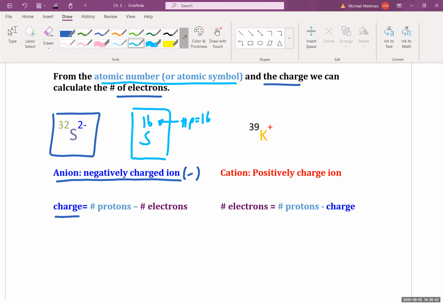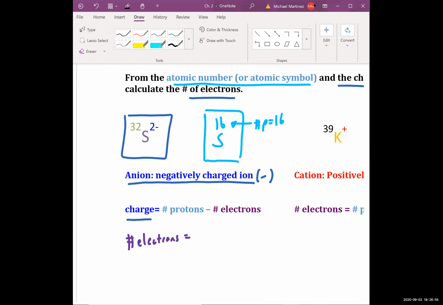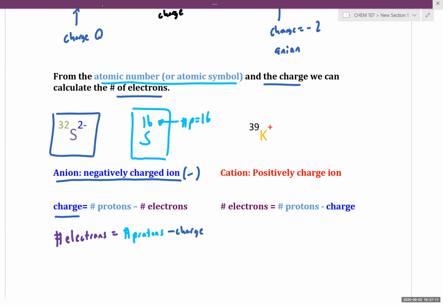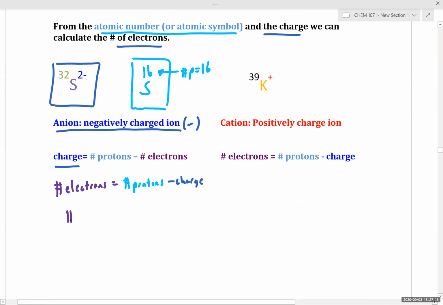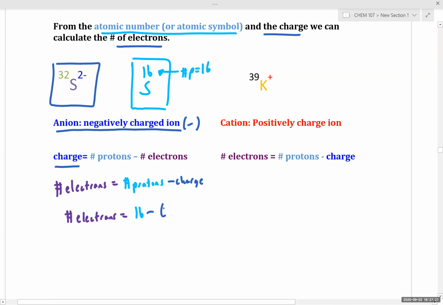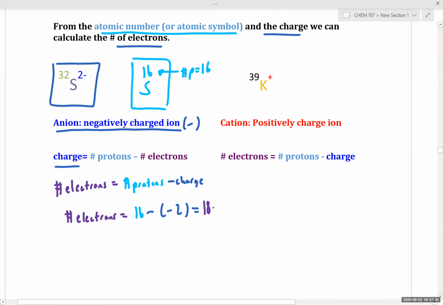Okay. So rearranging this equation, we can solve for the number of electrons. The number of electrons is equal to the number of protons minus the charge. Okay, so plugging in our numbers here, our number of electrons is equal to 16 minus our charge, which is negative 2. And that in turn gives us a total number of electrons of 18. Does this make sense to everyone?